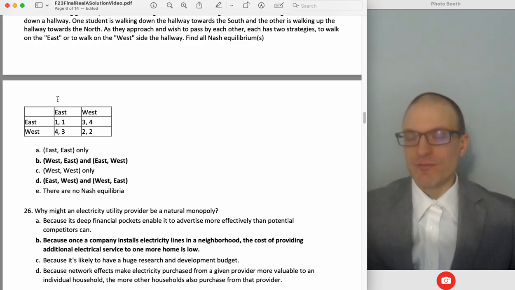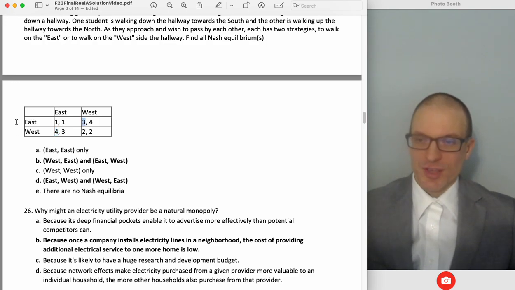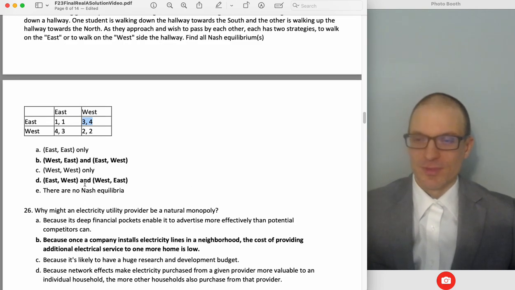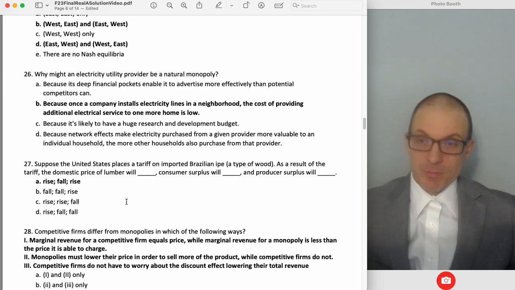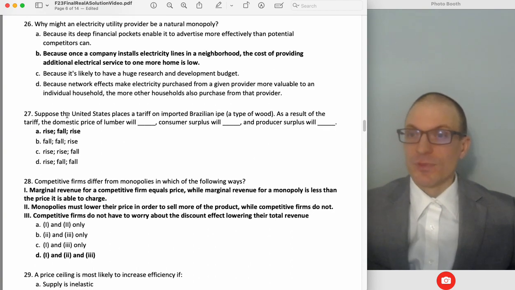If they've chosen the east side of the hallway, you want to choose the west side. If they've chosen the west side, you want to choose the east side. And then vice versa. If you choose the east side, they want to choose the west side. If you choose the west side, they want to choose the east side. If you're watching where I highlighted both of these and both of these, those are both Nash equilibria. And so it's B and D. And I accepted both on all versions of the exam.